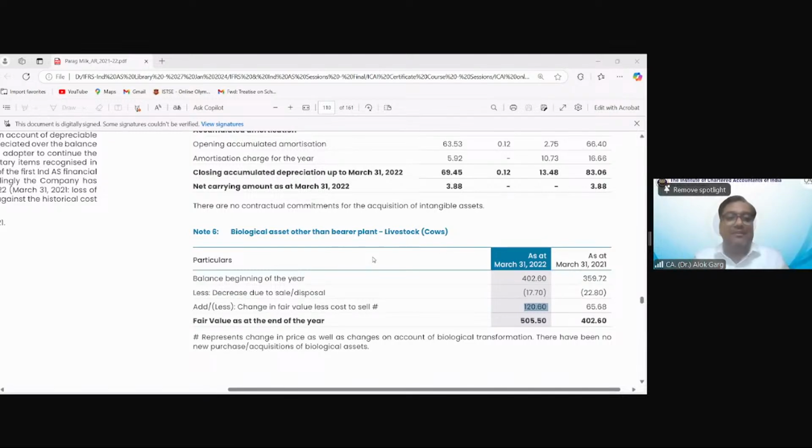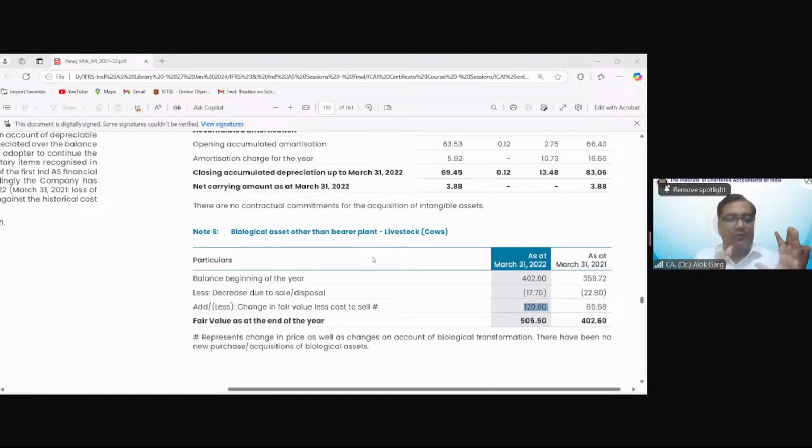So friends, what is the change in fair value in this case? When we purchased the cow, the fair value was 10,000. But now this cow has become 3.5 years old, and the price for a 3.5-year-old cow is 11,000 rupees. What is the fair value change in this case? 1,000 rupees, right?